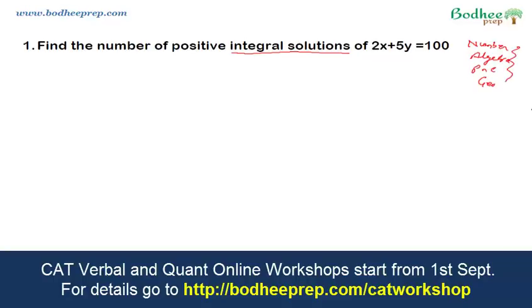So the concept of finding integral solution itself is very important, because the scope of framing the question is very wide. It can come under number system, it can come under algebra, PNC, or geometry, right? Now I'm taking the very first question.